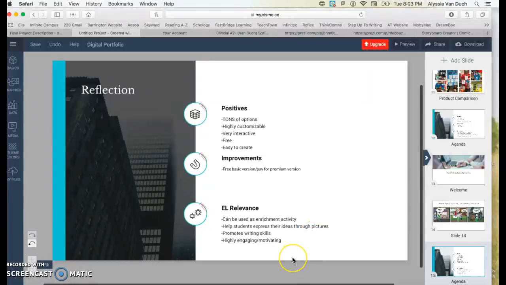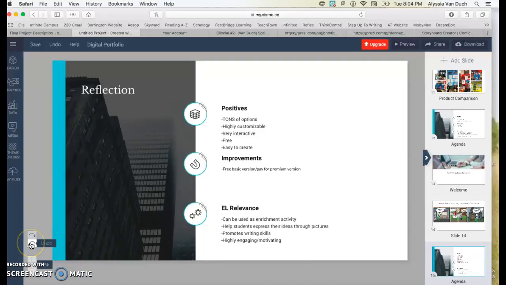The EL relevance is that it can be used as an enrichment activity to enhance maybe a book report. If the students need to summarize what they read, they could create a comic strip for it. Or it could help students express their ideas through pictures that help promote writing skills. I think of it as if a student's really struggling to think of what to write, have them create a comic strip first and then verbally talk about the pictures and then write. That'll help them gather their thoughts. And then it was also super highly engaging, I think, and it's motivating. Kids these days love comic strips.